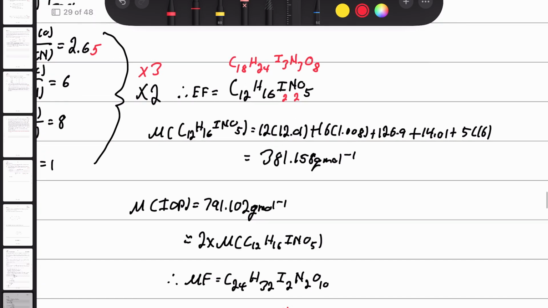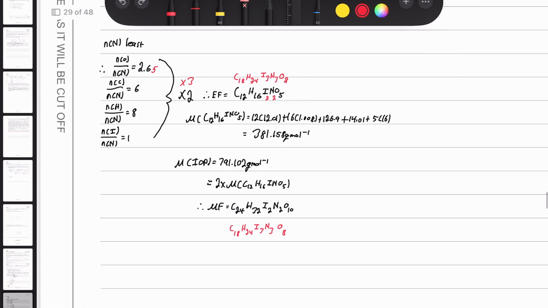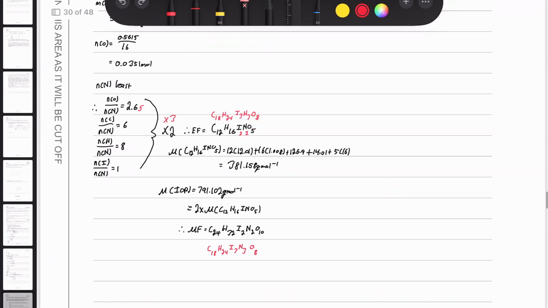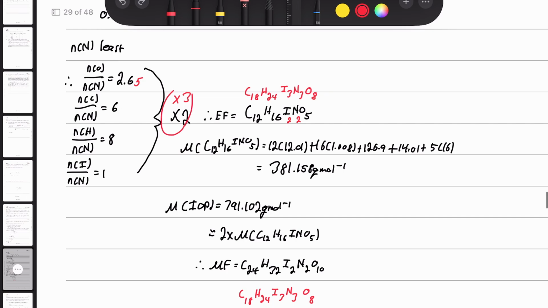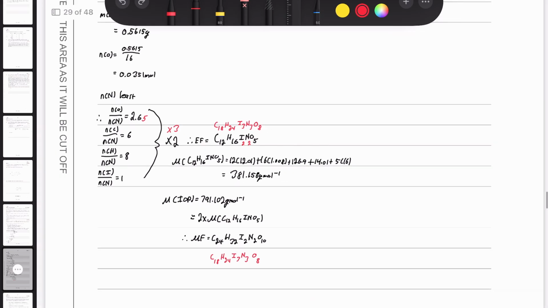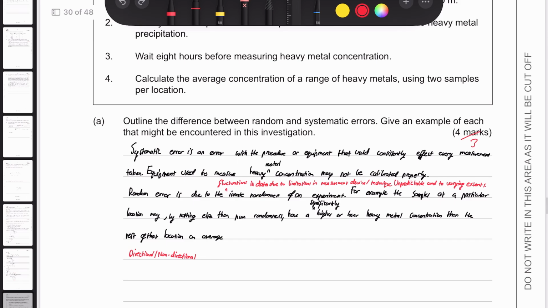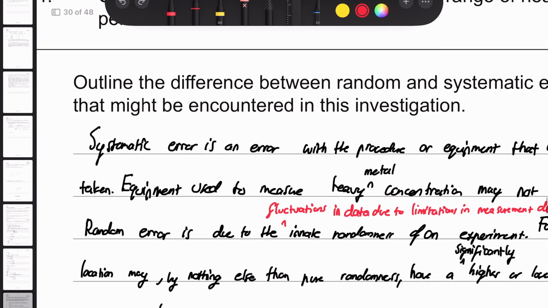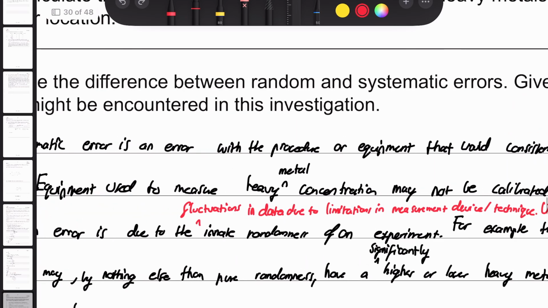Anyway, but yeah, the molar mass of this was exactly the same as the 791.0102. So that would just be the molecular formula. So I lost 2 marks there for the last 2 steps, the multiplying, and for here, everything else was correct. And then, my explanation for random error was a bit lackluster, so I knocked myself a mark there.